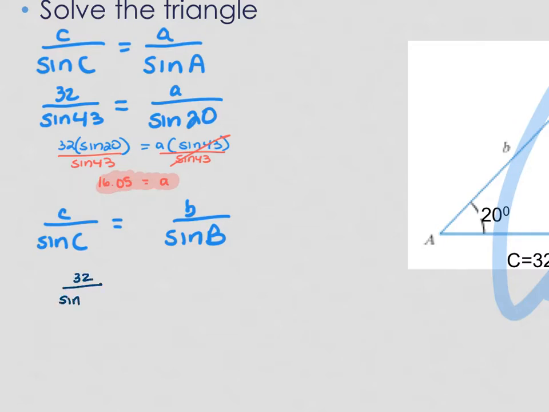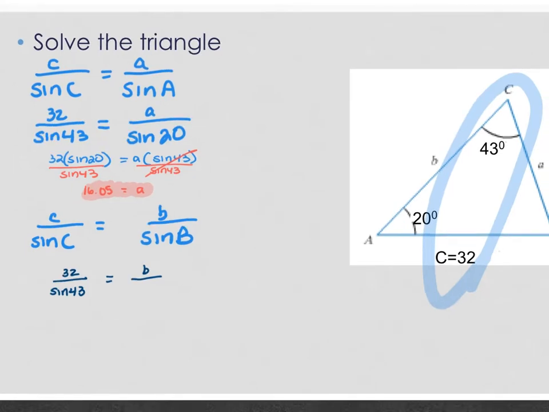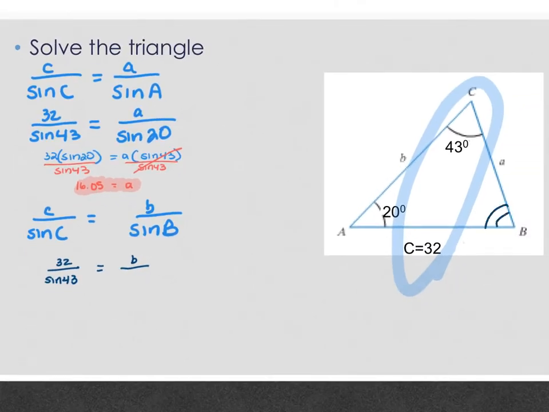over the sine of angle C, which is 43. B, I don't know, and I don't know angle B yet, but how could I find it? It's oblique, but there's still, what about all these three angles? Still up to 180. So 43 plus 20, 63. Subtract it from 180. 117.